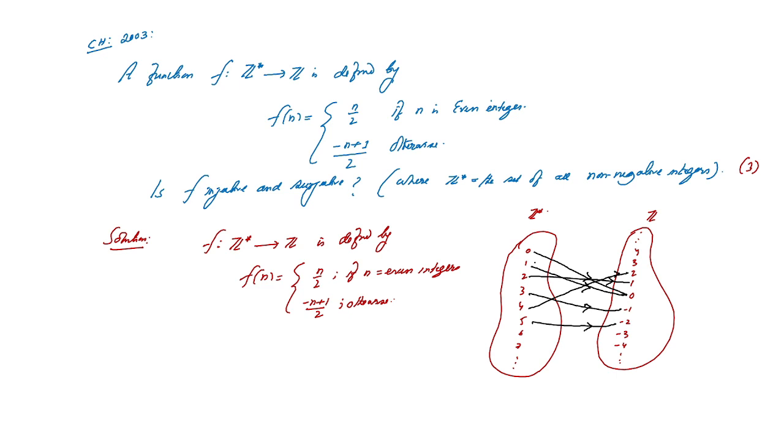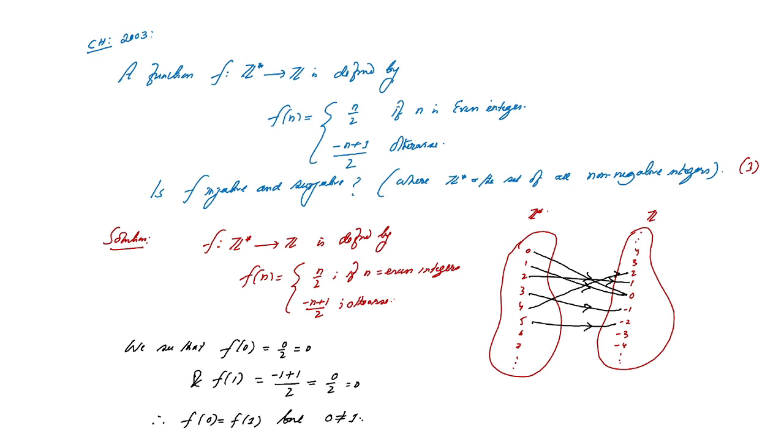So first we saw that 0 and 1 go to the same point. So we see that f of 0 is 0 by 2, that is 0. And f of 1 will be minus 1 plus 1 by 2 because 1 is not even, it follows the second rule. So that will be 0 by 2, again 0. Therefore f of 0 equals f of 1, but 0 is not equal to 1. So that's what we conclude: f from Z star to Z is not injective.